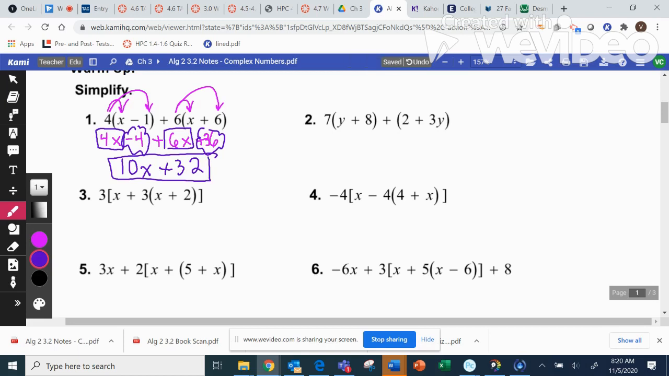So question 2, I'm going to distribute the 7. 7y plus 8. What would I be distributing in the second parenthesis? What's sitting right here? A 1. So what happens if I take 1 times 2 or 1 times 3y? Yeah, nothing happens really. It's just the same thing. But just to be consistent, we could have distributed a 1.